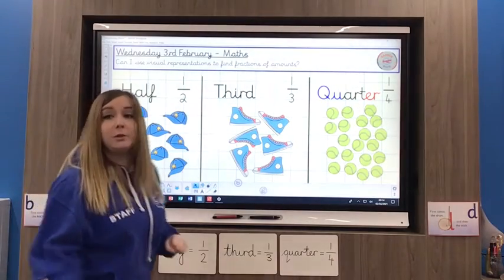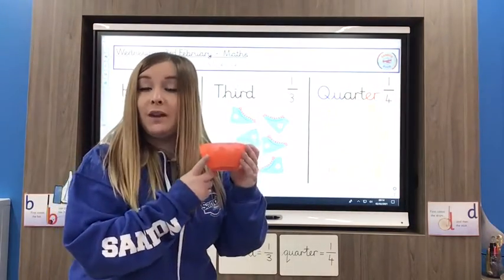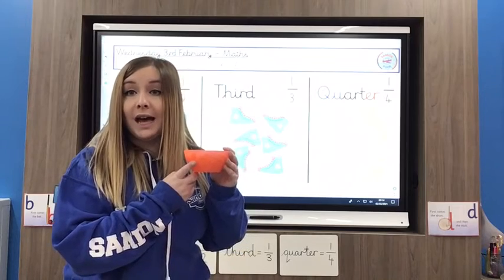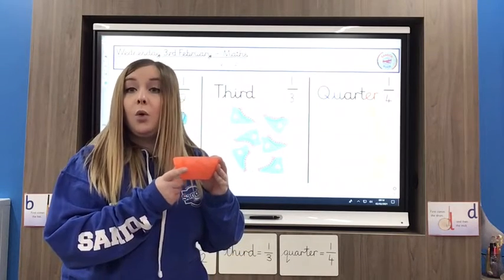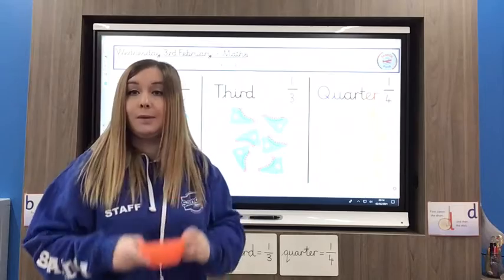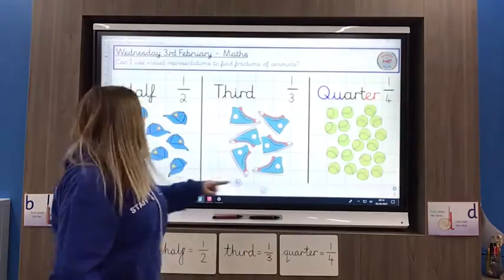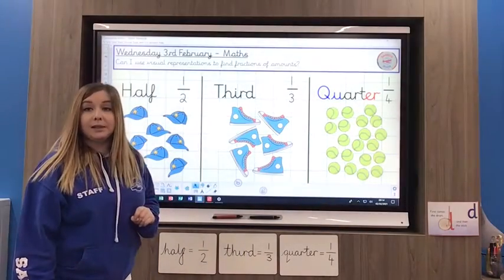Now to do this, you might want to use whatever you used last week when we were dividing. So if that was counters or pieces of pasta, or I used my gems. Or we can use our 2 times table to help us.